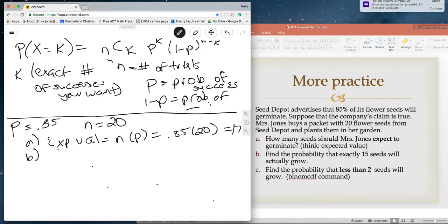Part B says find the probability that exactly 15 grow. Well, in this one, that means that my K has to be 15. So we are going to do N, which is 20, C, K, which is 15. The probability of success is 0.85 raised to the K power. And the probability of failure, so 100 minus 85, that's going to be 15%. And since there were 20 minus 15, that would be 5. So you plug this into your calculator.